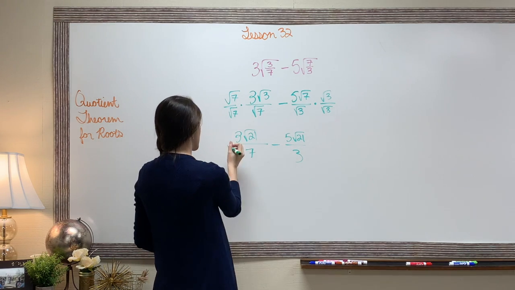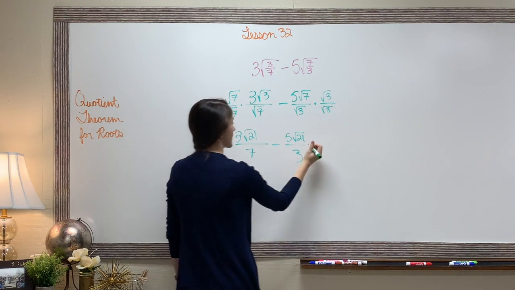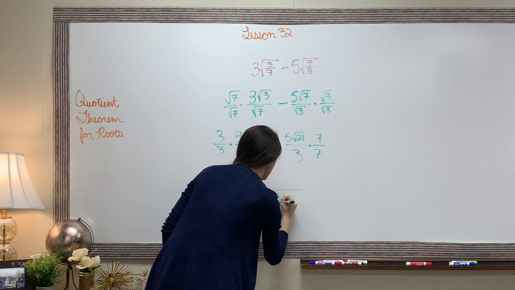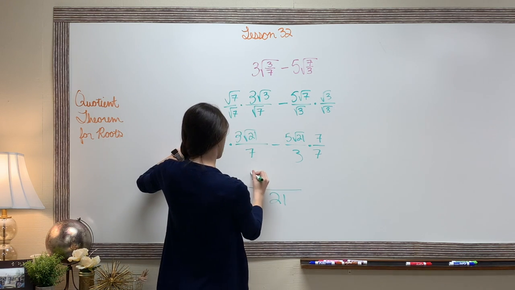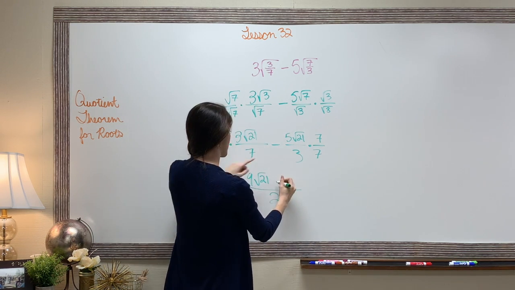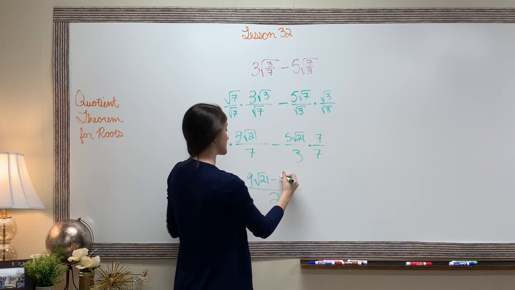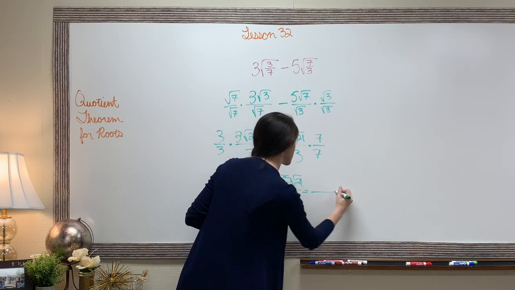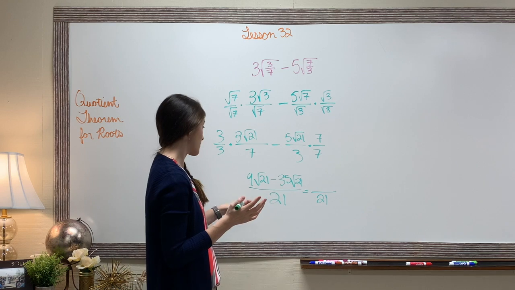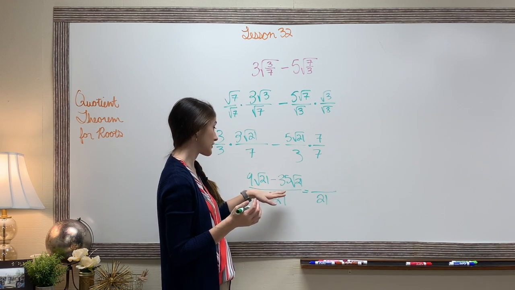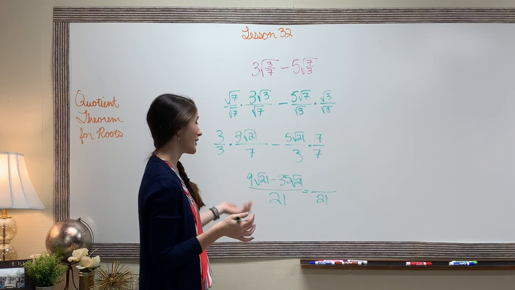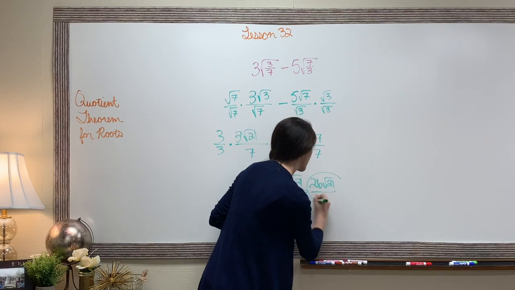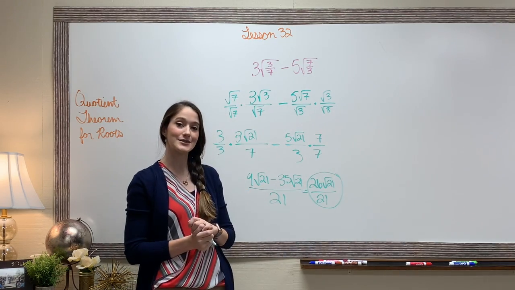Got to get our common denominator, so this is going to be multiplied by 3 over 3, and this is going to get multiplied by 7 over 7 to give us a denominator of 21. And so now we have 9 square root 21 minus, and then 5 times 7 is 35 square root 21, and we can add our like terms. Denominator stays the same as 21, and then negative 35 plus 9 is negative 26. So 26 square root 21 over 21, and that is our answer.